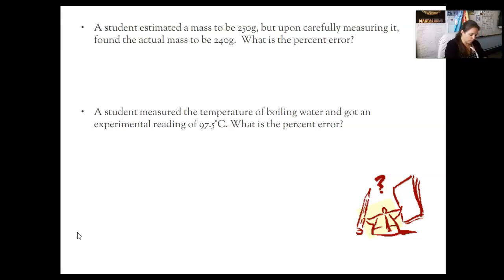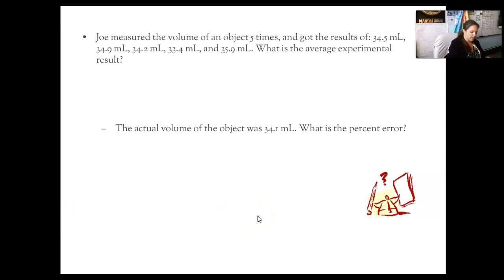Times that by 100. I know it's going to seem a little redundant. So once I times it out, I should get 2.5. All right. That is percent. I forgot my units. 2.5%. There you go, 2.5%. Last but not least, this is a multi-step thing.